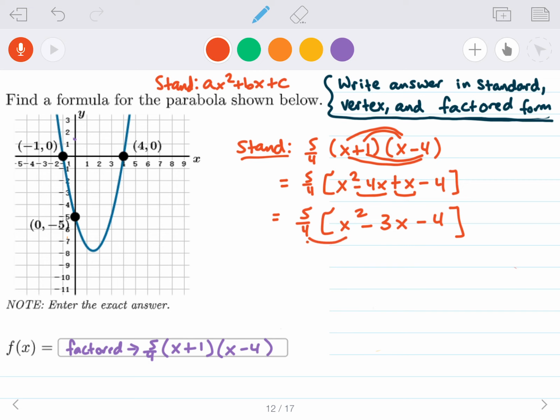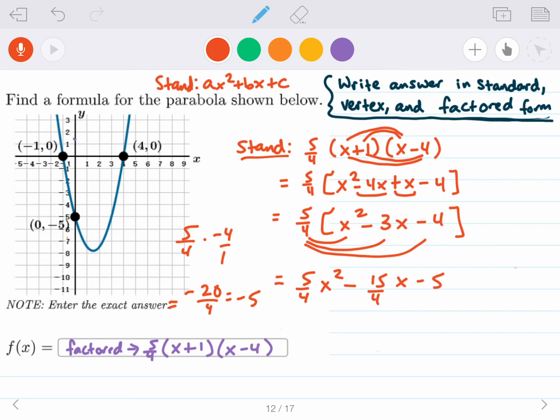My last step is to just distribute this 5 over 4 by everybody on the inside. So 5 over 4 times x squared is just 5 over 4 x squared, minus 5 over 4 times 3 over 1. Multiplying straight across gives me 15 over 4. So 5 over 4 times negative 3 over 1 is just a negative 15 over 4 x. And finally, 5 over 4 times negative 4 over 1, multiplying straight across is negative 20 over 4. And doing negative 20 divided by 4 is going to give me a negative 5. So that's my answer in standard form. We can see that A is 5 over 4, B is negative 15 over 4, and C is negative 5. All right, so let's write that down here. Our standard form is 5 over 4 x squared minus 15 over 4 x minus 5.